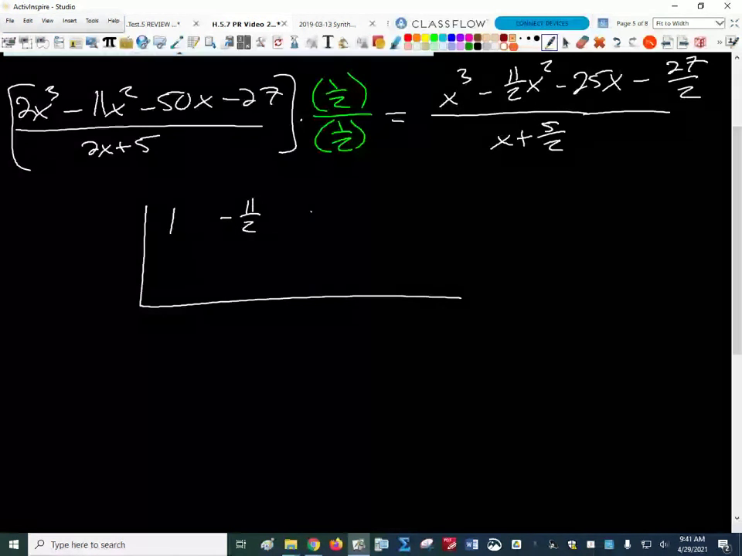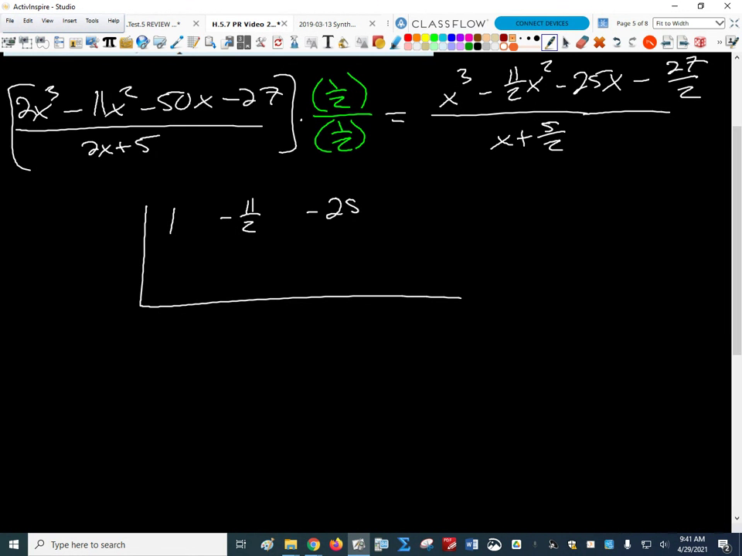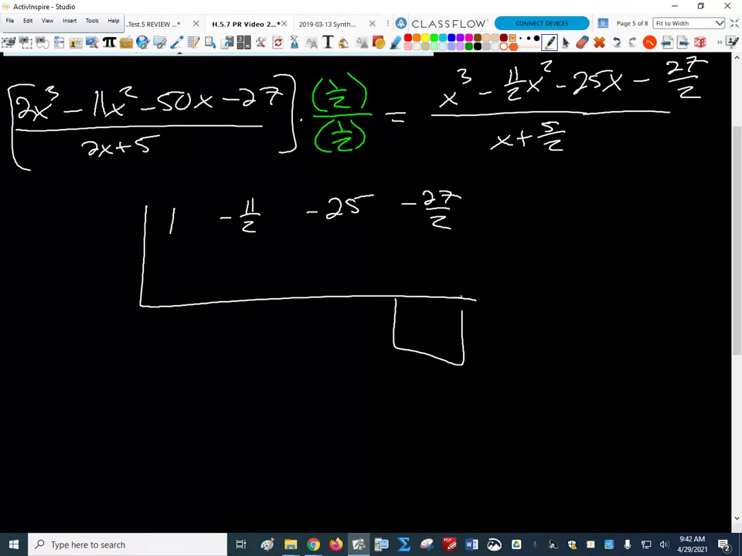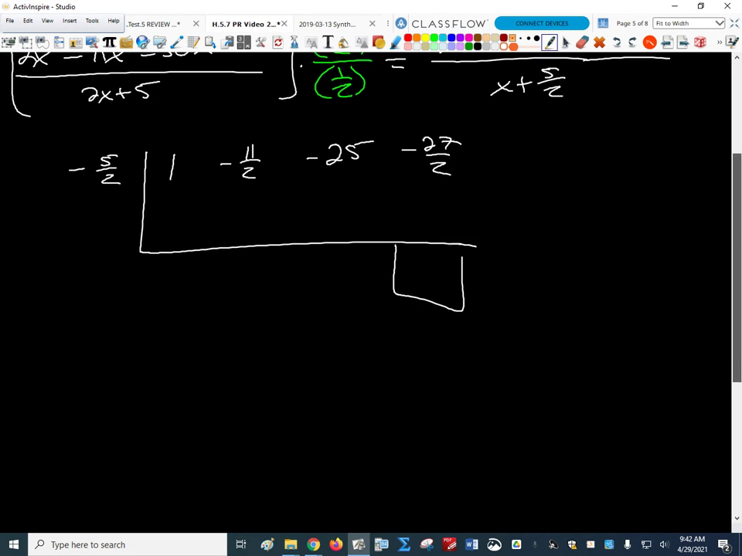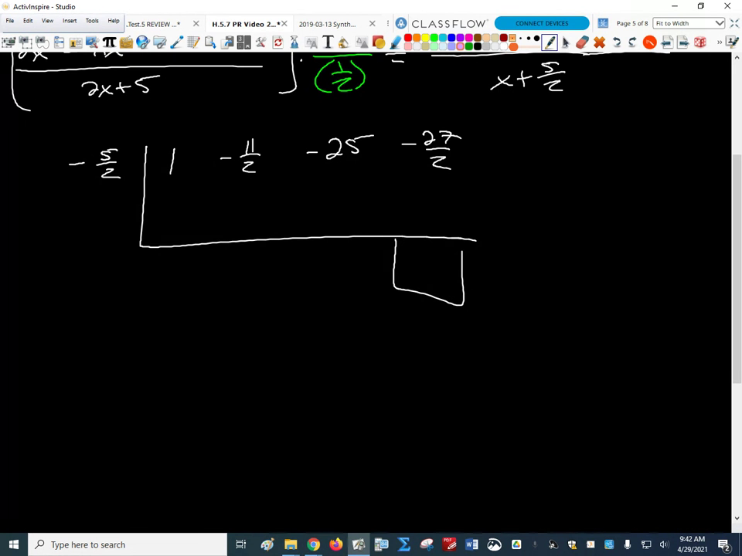Okay. -25. -27. Okay, and then here's our remainder box. What comes out front? -5. We got it. Okay. So now we can just do our synthetic division process. So we drop the 1 down.